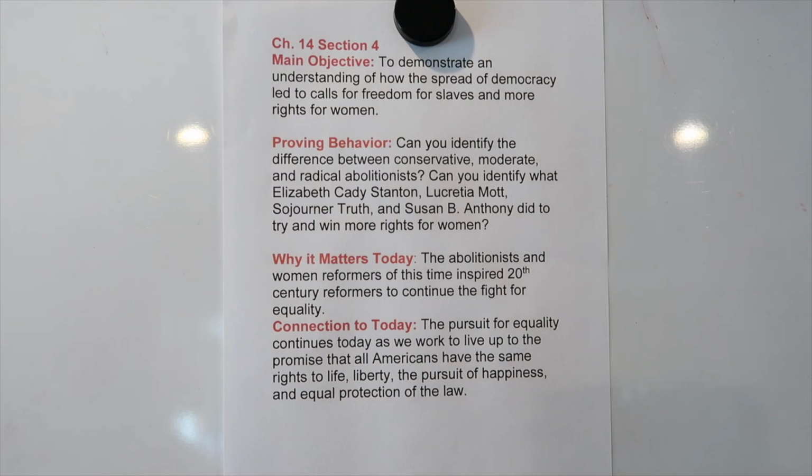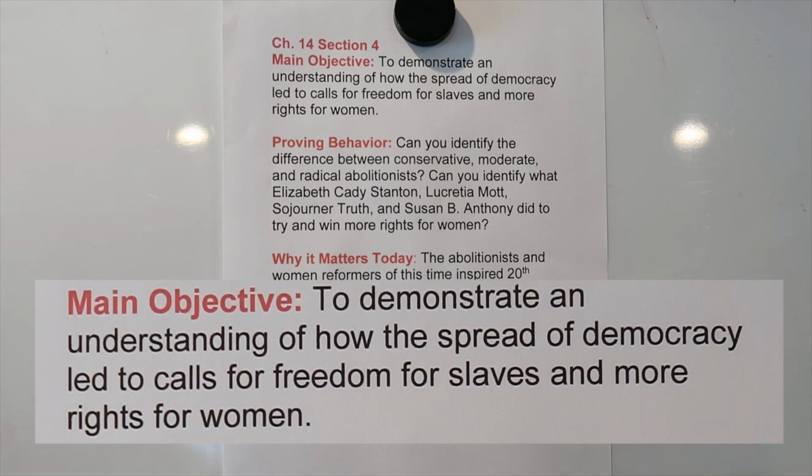It's about a very, very important group of people, abolitionists, and especially women who fought for women's rights. So let's take a look at some of the big ideas as far as goals and objectives and proving behavior. So here are the objectives, proving behavior, and a couple of other big ideas for chapter 14, section 4.